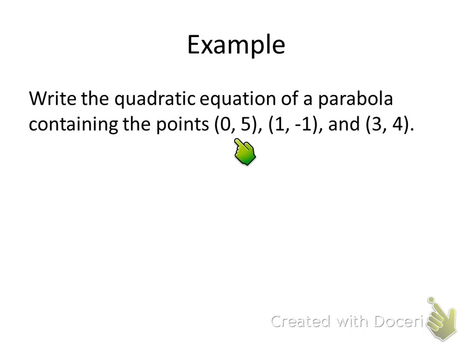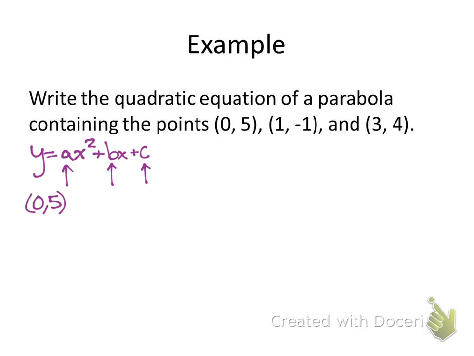Now let's contain the points 0, 5, 1, -1, and 3, 4. Because we're not given the vertex, and we're not given any x-intercepts, we are going to use standard form. We need numbers in the place of A, in the place of B, and in the place of C. Plug in 0, 5 into this equation and we'll see what spits out. We'll plug 1, -1 into the equation and see what comes out. We'll plug in 3, 4 into this standard form and see what comes out.